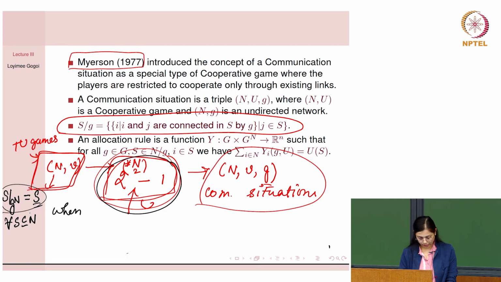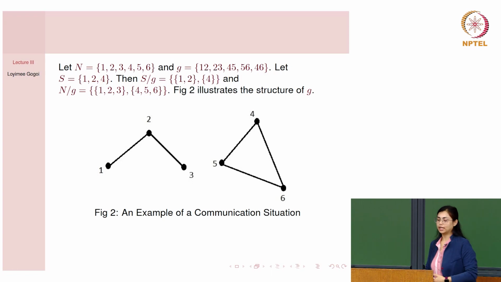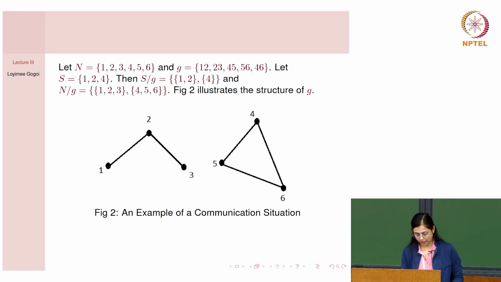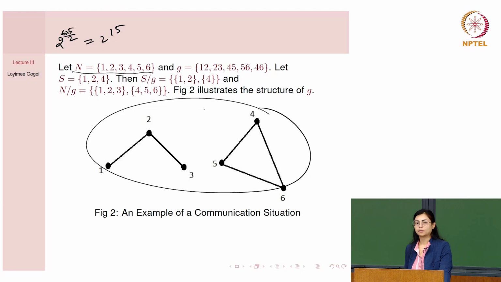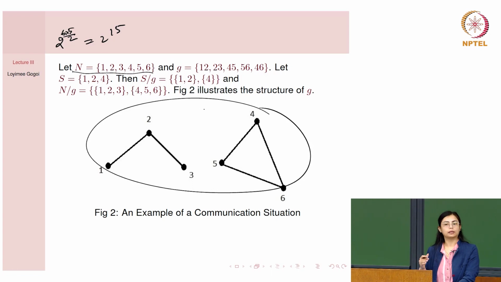I think in the next slide I have one example. Here I have a bigger example of a communication situation. Here N is the 6 player set, and for the 6 player set I can have 2 to the power 15 graphs. Among these graphs, this is one particular graph. N over G is just the connected components of the graph. No, that's not component. I will come to that part later.